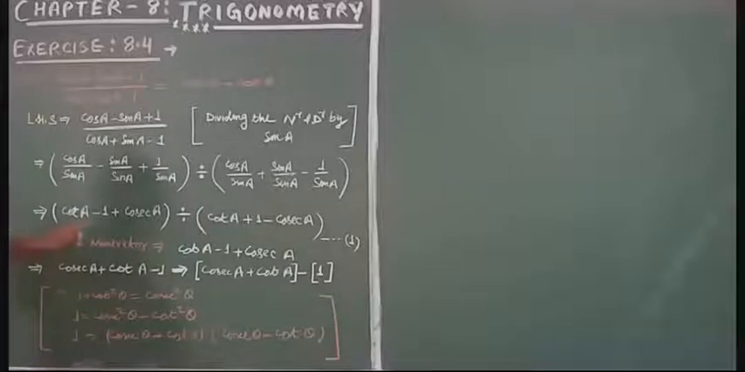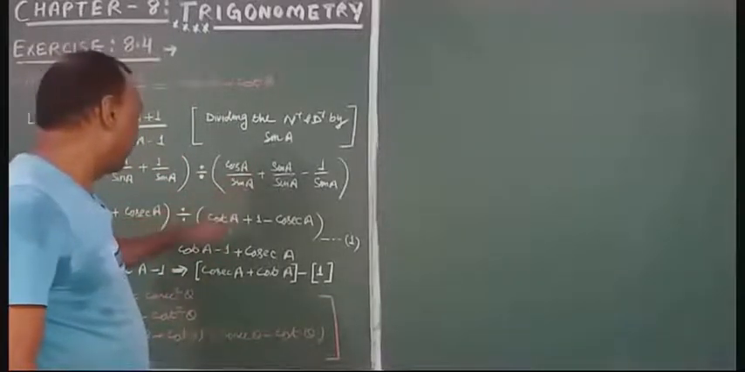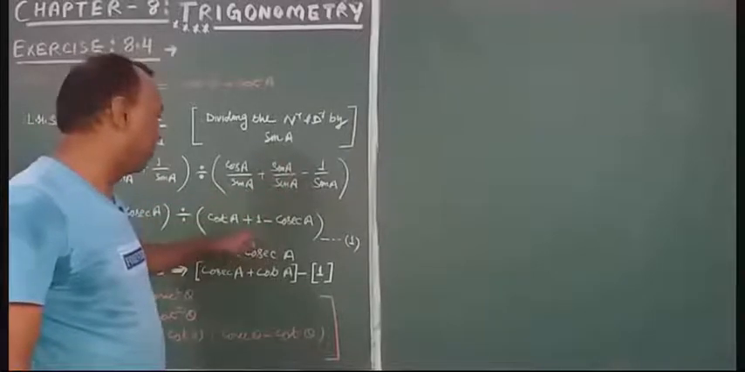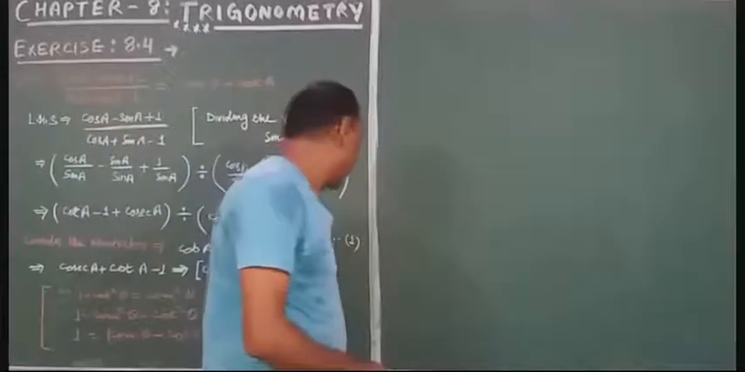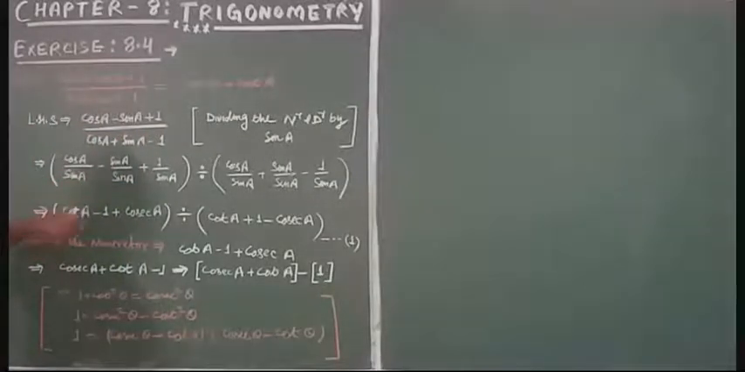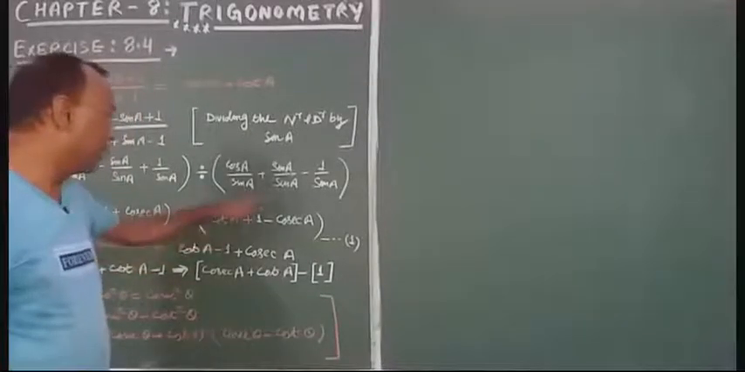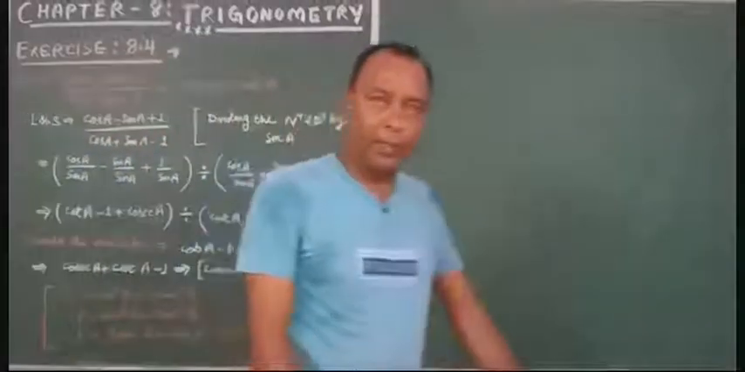Cos A upon sin A, many times I have told you, is cot A. Sin A upon sin A is 1, and 1 upon sin A is cosec A. These are the formulas. So it will become cot A minus 1 plus cosec A divided by cot A plus 1 minus cosec A. Suppose this is equation number 1.